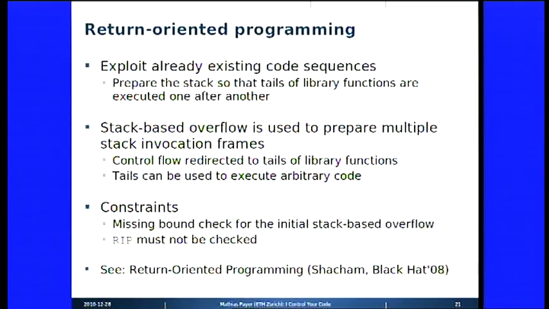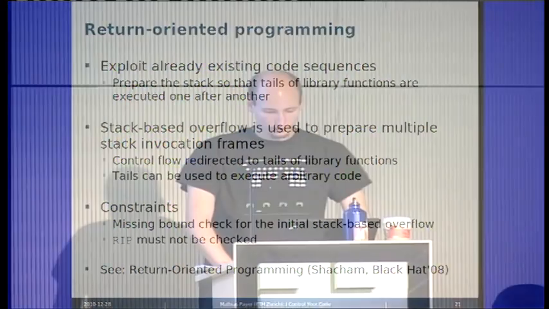Another form that is more complex, but also based on some form of overflow, is return-oriented programming. This exploits already existing code sequences and does not rely on the fact that we have to add our own machine code into the process image. So we have to prepare the stack so that it looks as if we would return to different functions with different parameters. So we actually force the program to change the stack so that we can give the illusion that we execute different function tails one after another, thereby executing arbitrary code.